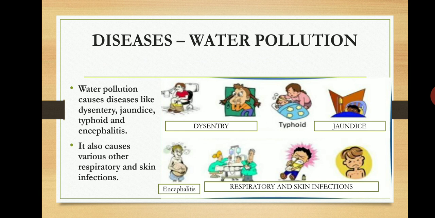Now let's look at diseases caused by water pollution. Water pollution can cause diseases like dysentery, which is like loose motions but too much. Then you have jaundice, typhoid, and encephalitis. If somebody asks you to name diseases caused by water pollution, you can answer: dysentery, jaundice, typhoid, and encephalitis. Please repeat with me. Water pollution can cause diseases like dysentery, jaundice, typhoid, and encephalitis. And if it becomes too much, it can also cause other respiratory and skin infections.